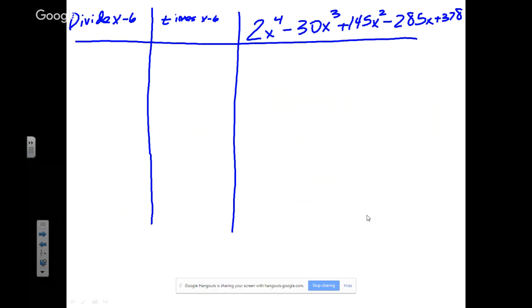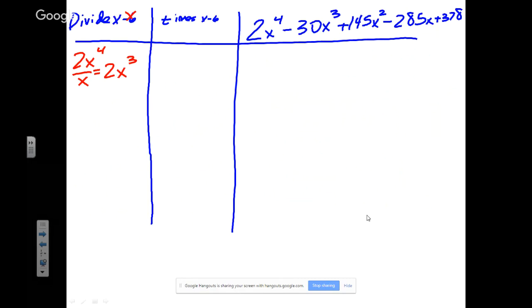All right, so I'm going to cross out my little brother at the divide. I don't care about him until I get to the movie and I actually have to pay. I go 2x to the 4th over x equals 2x to the 3rd. I want to kind of start speeding up on these, so you have to slow me down if you're confused or have a question.